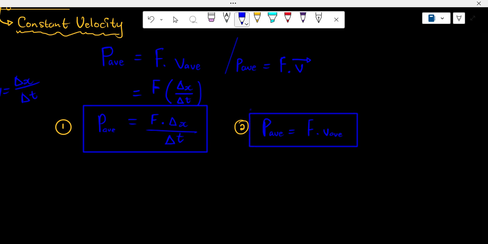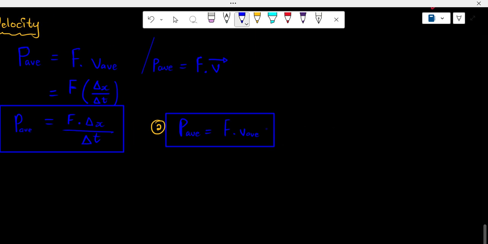Okay, now just before I forget, whenever you want to calculate the value of V average, the average velocity, maybe you're not given it in the exam. Please keep in mind, like I've mentioned, that this velocity is constant, guys. We are looking at constant velocity. Okay, so please make sure that you do not forget that.